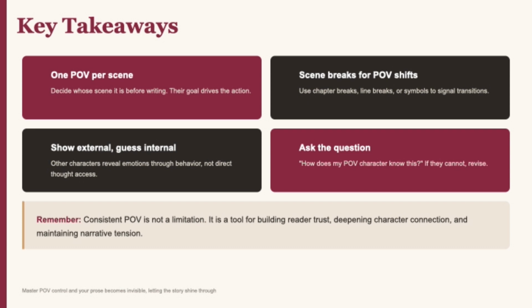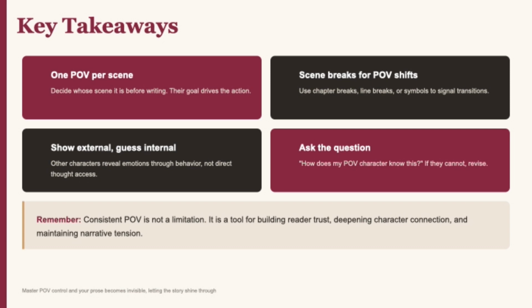So here are some key takeaways. One, one point of view per scene. Remember that. Decide whose scene it is and then go with it. Their goal drives the action. Two, use scene breaks for point of view shifts: chapters, line breaks, symbols, something to signal transitions. You have to tell your reader that we're switching scenes now.